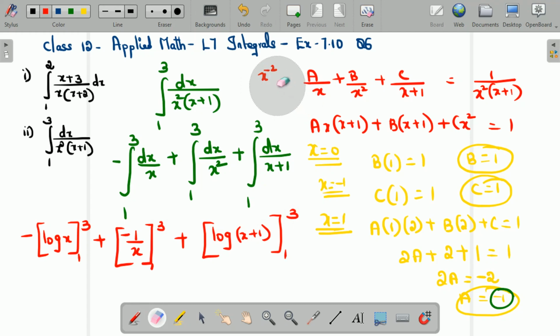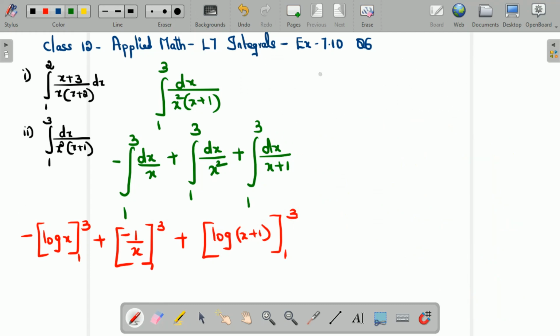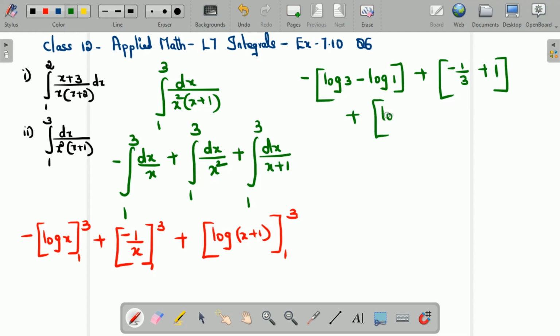Now let's apply the limits. I'm applying the upper and lower limits, so this is going to be minus of log 3 minus log 1, then plus, this is going to be minus 1 by 3, then minus of minus 1 is plus 1, then plus log of 3 plus 1 is 4 minus log 2. So this is what we have applied. Now I'm going to remove the signs and then see how to simplify.